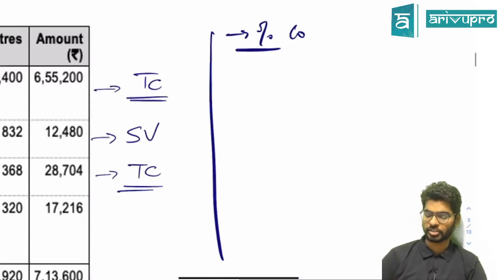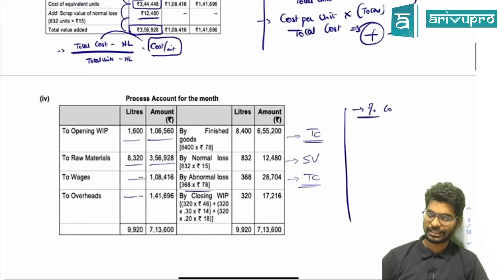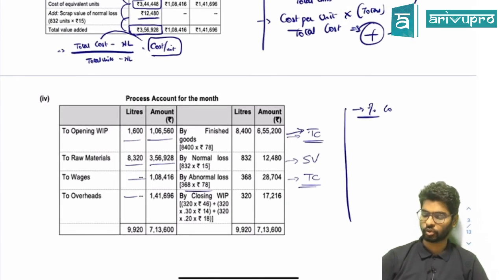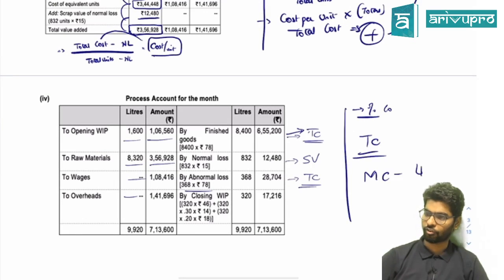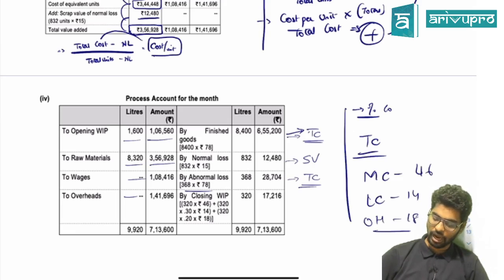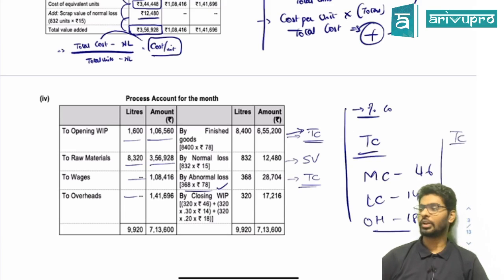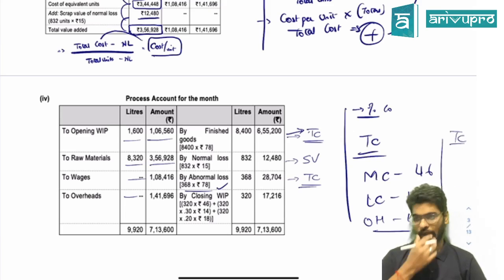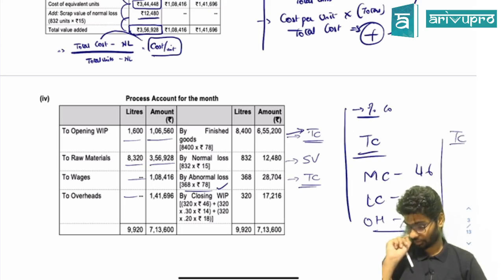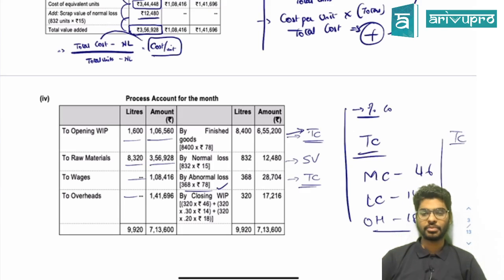Right? So process costing is basically finished goods will be at the total cost, number of units into total cost, and what does my total cost comprise of? Material cost of 46, labor cost of 14, and overheads cost of 18. Abnormal loss also has a total cost because of 100% completion; only closing WIP I will have to do a valuation. Anyone any doubt with the first question?